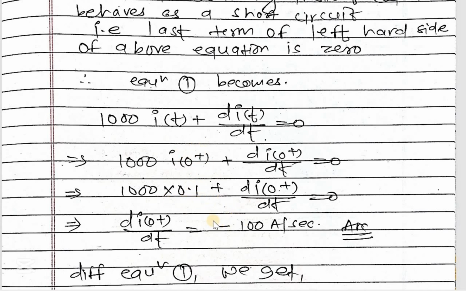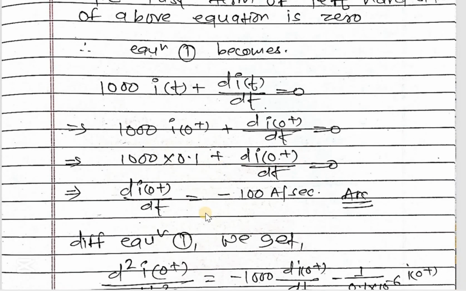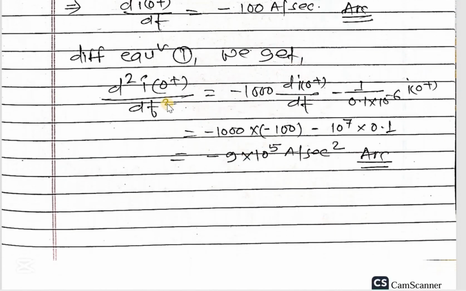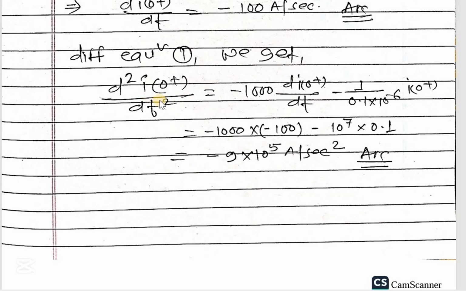And differentiating equation 1, after differentiating we can get this equation, and putting in all these values, we get minus 1000 into this value, which is minus 100, and this is minus, and simplifying this, with the value 0.1, you can get minus 9 into 10 to the 5 ampere per second square.